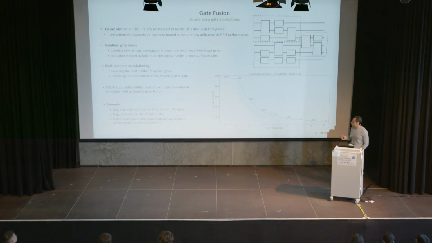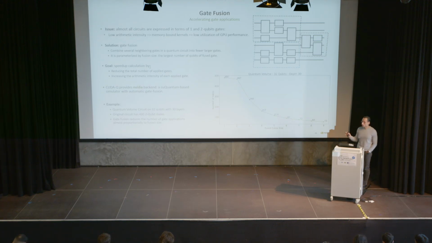Here's an example in CUDA-Q. I generated a quantum volume circuit on 32 qubits with 30 layers. On the x-axis, I varied the gate fusion parameter. And on the y-axis, plotted the actual number of gate applications for each value of the gate fusion parameter. Originally, the circuit had 480 gates. And you see, as we increase the gate fusion parameter, the number of gate applications goes down almost proportionally. So that would suggest that always more gate fusion is better, right?